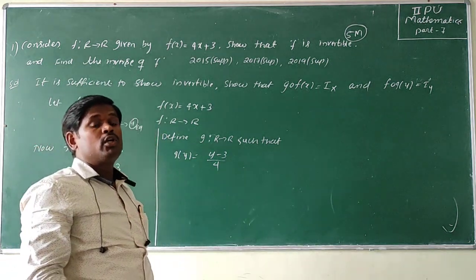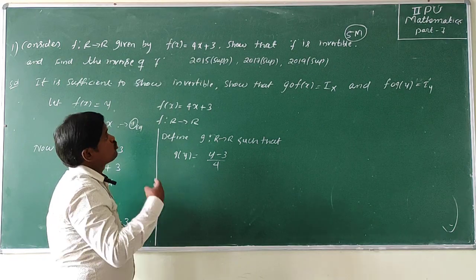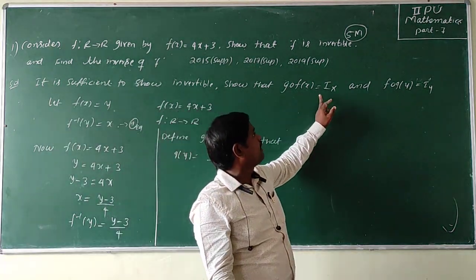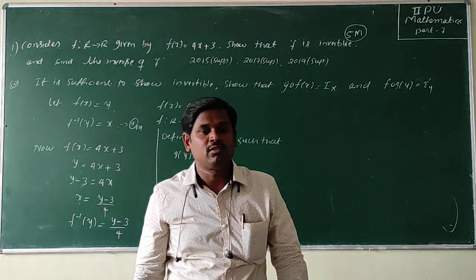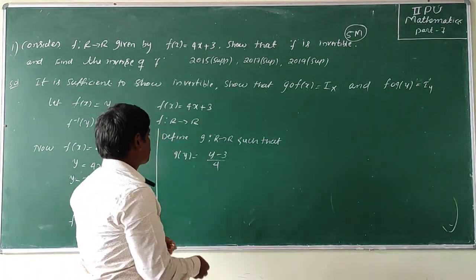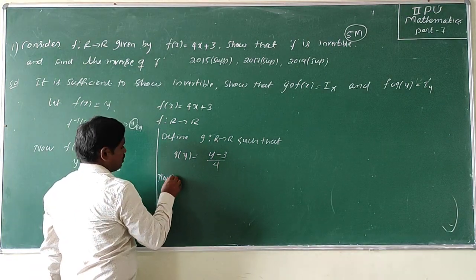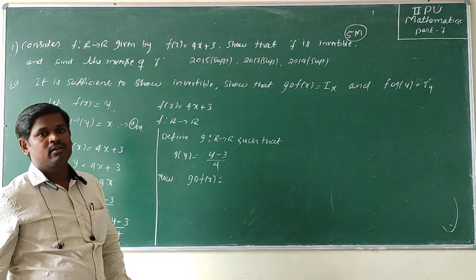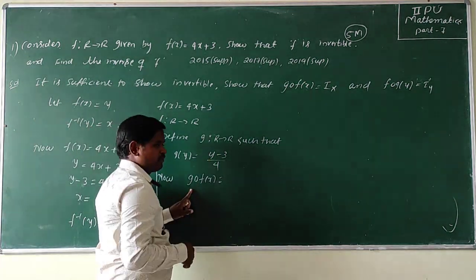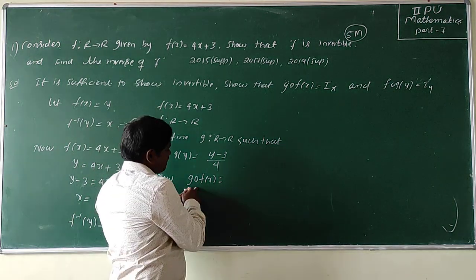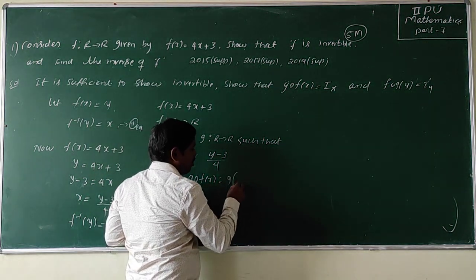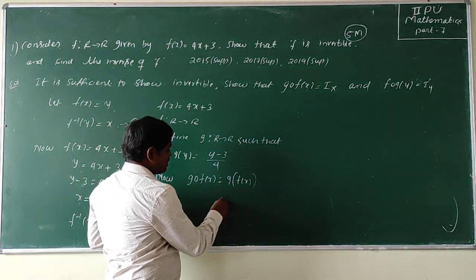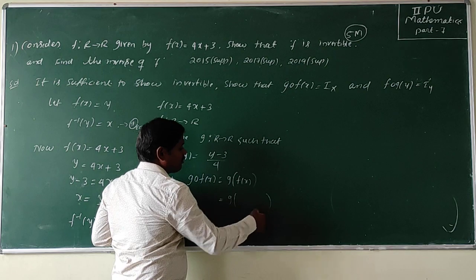To show that the given function is invertible, it is sufficient to show that g circle f of x is equal to the identity function of x, and f circle g of y is equal to the identity function of y. Now I am taking g circle f of x. By the definition of composition, g circle f of x is equal to g of f of x.